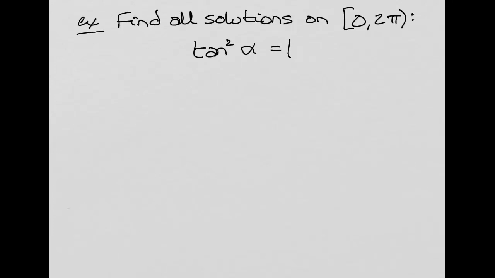I'd like to find the solutions to this equation that live on the unit circle that are between 0 and 2 pi. All the algebra you know still works. Tangent squared theta equals 1. I'm just going to interject here.